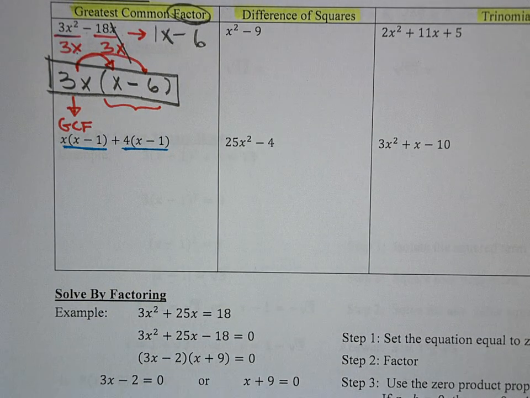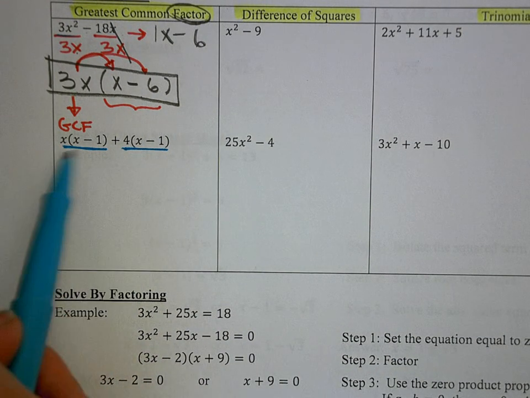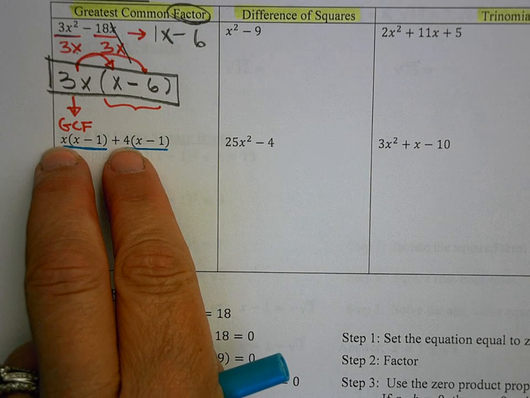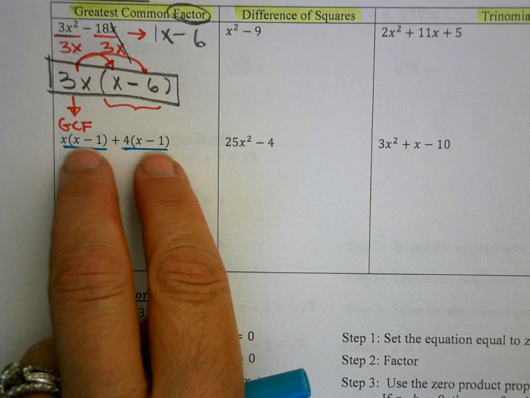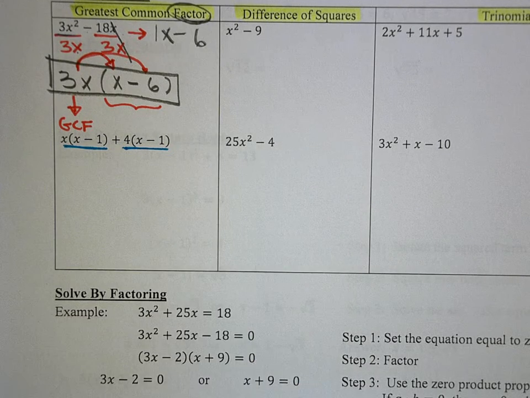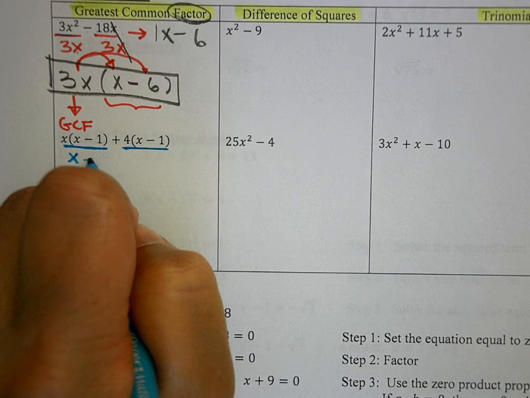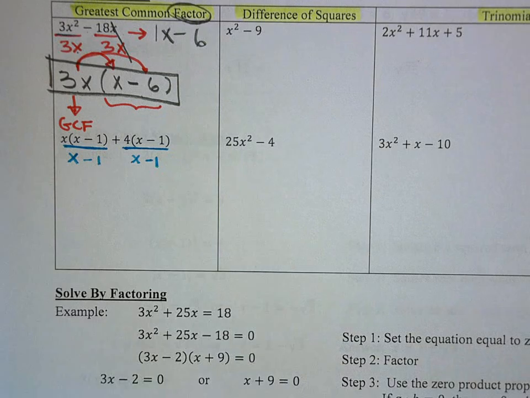Again, I'm looking to see what I can divide out of both of these. First look at the front. I have x and 4, and nothing divides out of both of those. And then over here, they both have an x minus 1, so I can divide by x minus 1. So x minus 1 is my GCF.